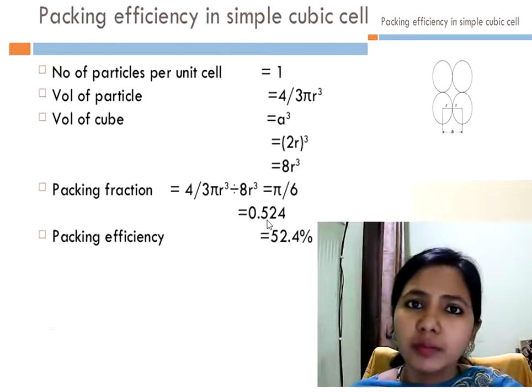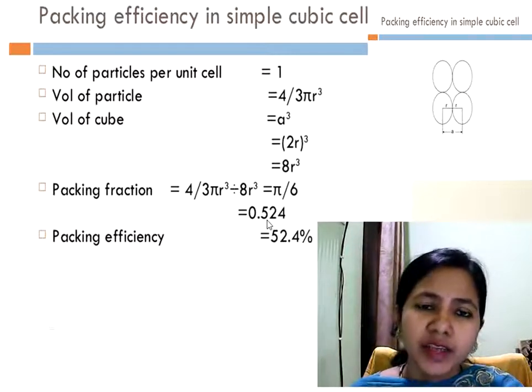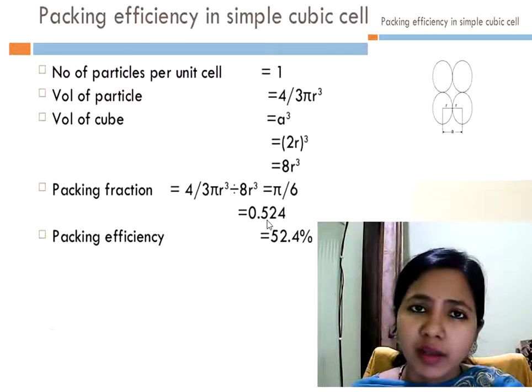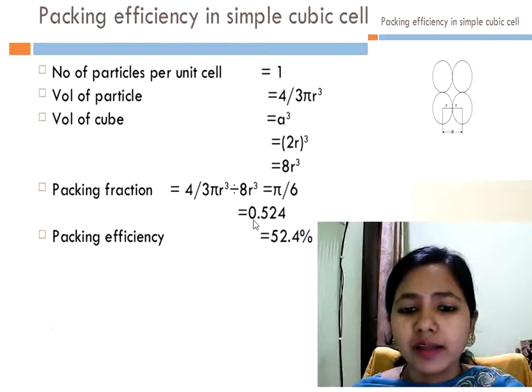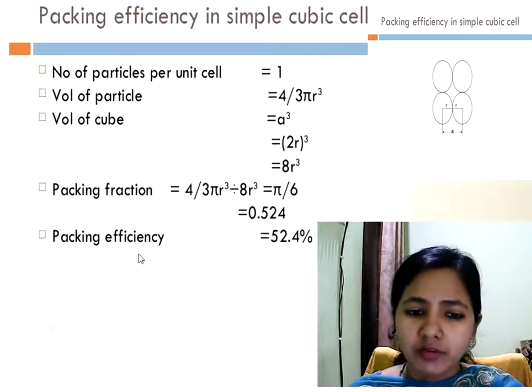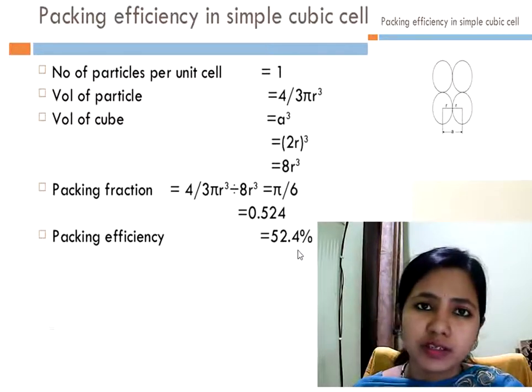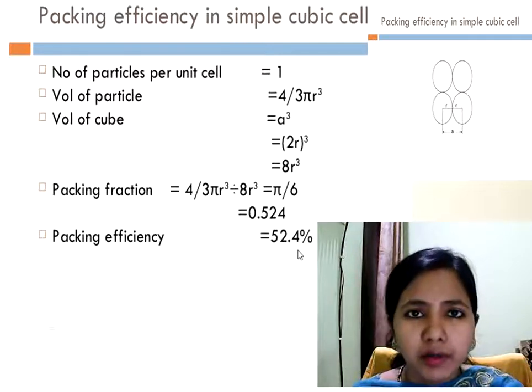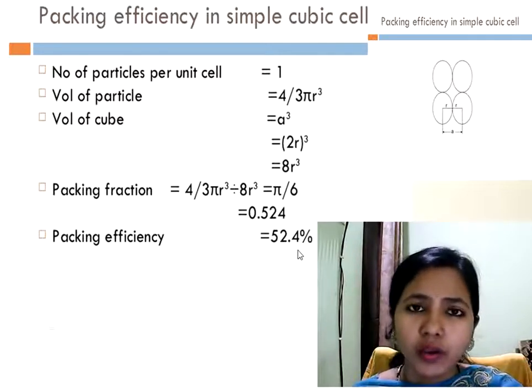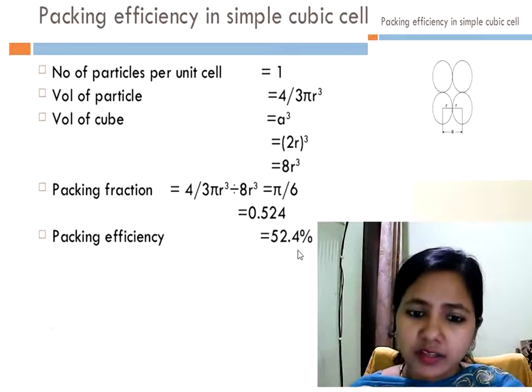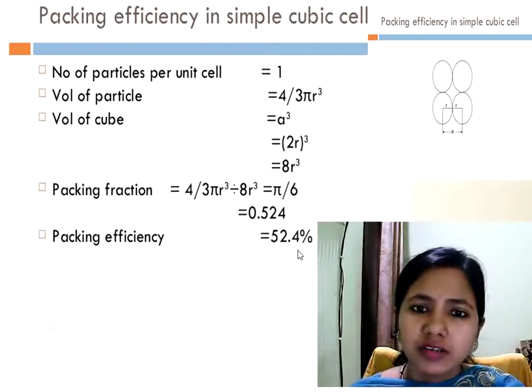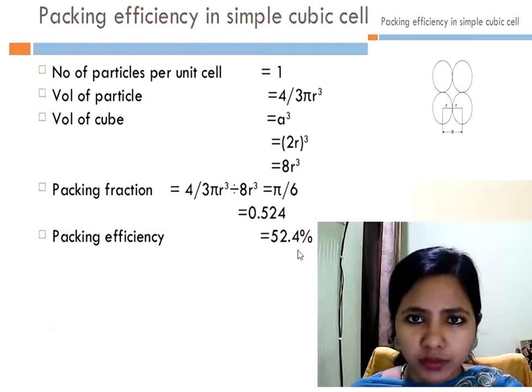Now this is the packing fraction, but what do we have to calculate? We have to calculate the packing efficiency, right? So for calculating packing efficiency, we have to multiply this by 100. After multiplying this by 100, we will get the value 52.4%. So this is the packing efficiency in case of simple cubic, which is 52.4%. It means this much efficient is the crystal in case of simple cubic.